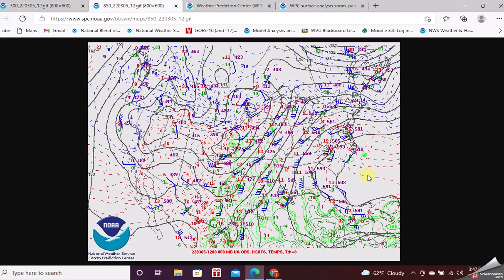And that's how the weather forecast winds up being made. So I hope you got a little bit out of this, and let me know if you have any questions.